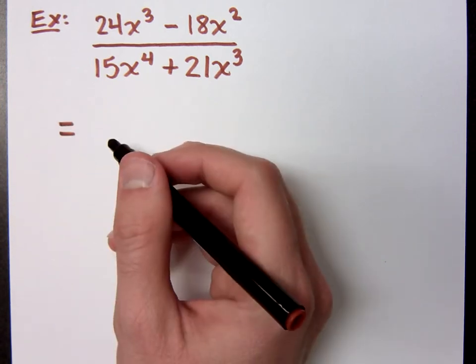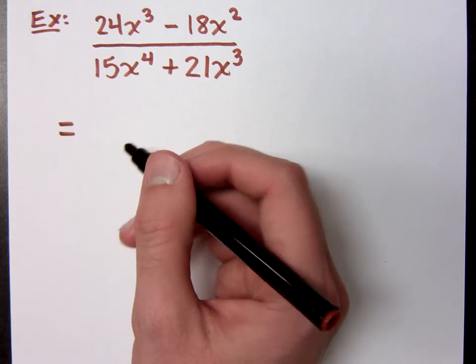So when I look in the numerator, that's the top, take out the GCF. Make it pop.